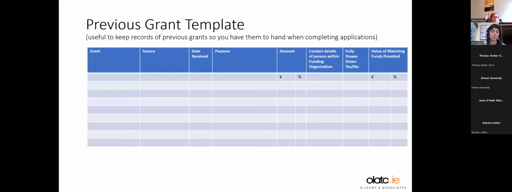So the first thing, and we showed this last week, is your previous grant template. Nearly every application will ask you what grants you've received in the past and ask for details on that. So when you get a grant, just fill in this template: what grant it was, where it came from, when it was received, what it was for, and what the amount was. Those are the most important things, because that's what we ask for in the application forms.